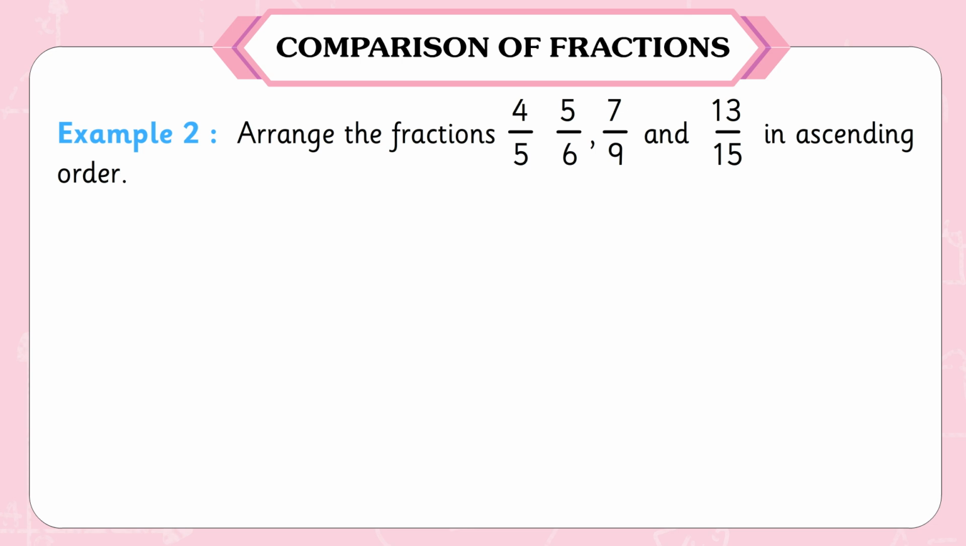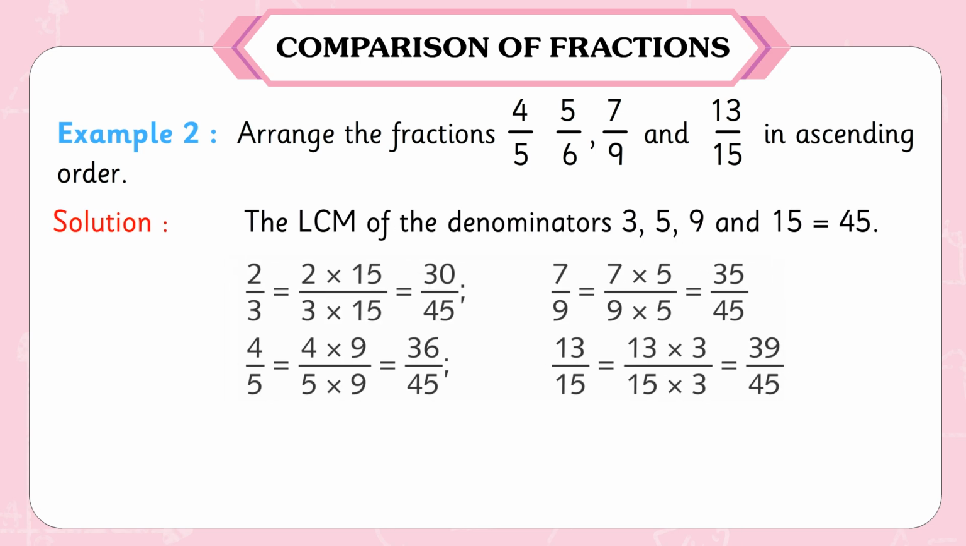Example 2. Arrange the fractions 2 by 3, 4 by 5, 7 by 9 and 13 by 15 in ascending order. Solution: the LCM of the denominators 3, 5, 9 and 15 is equal to 45. 2 by 3 is equal to 2 into 15 by 3 into 15 is equal to 30 by 45. 7 by 9 is equal to 7 into 5 by 9 into 5 is equal to 35 upon 45.